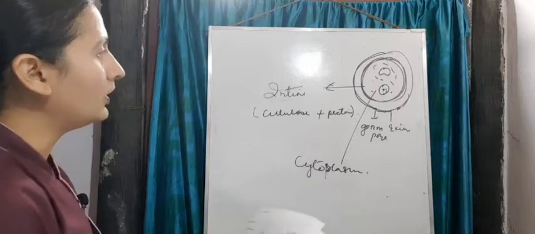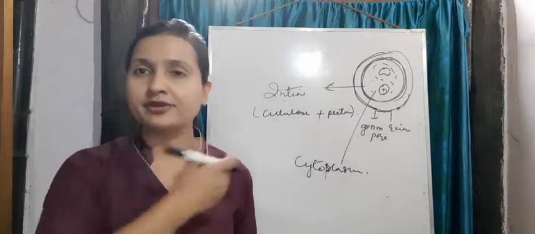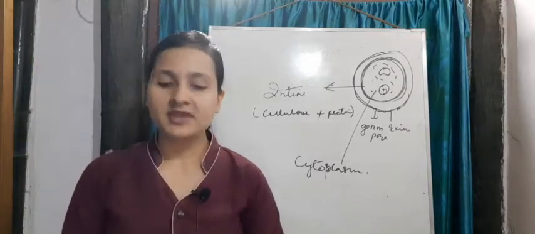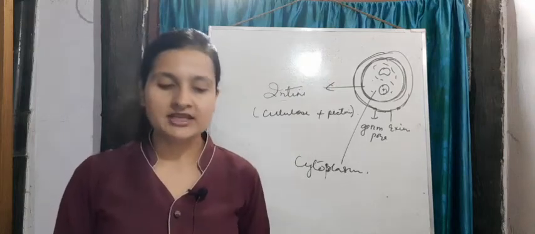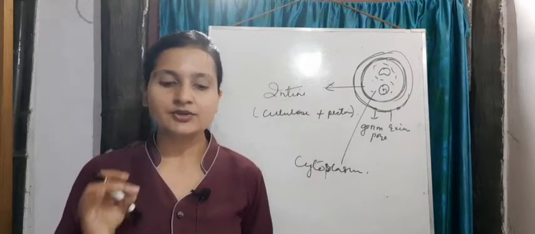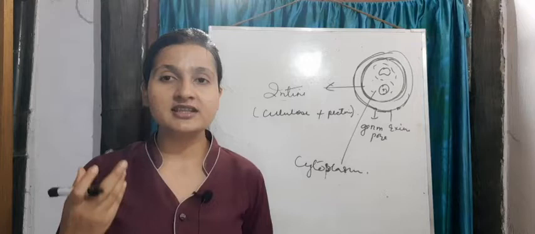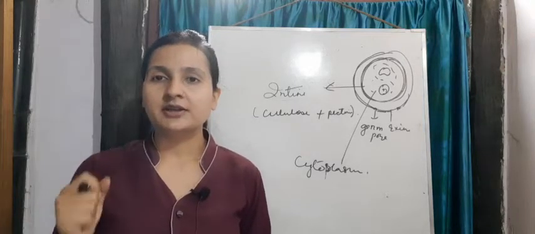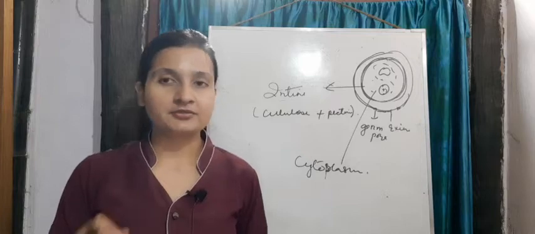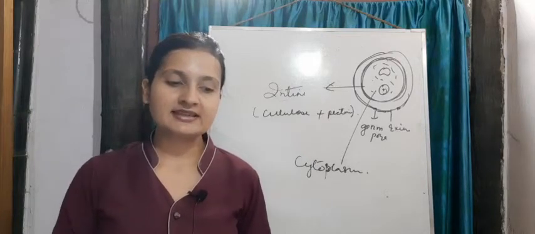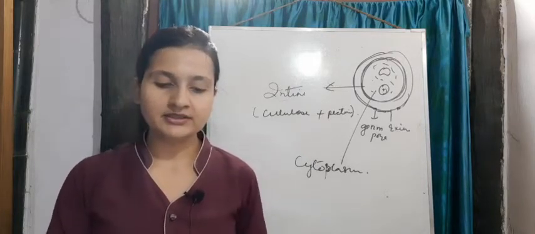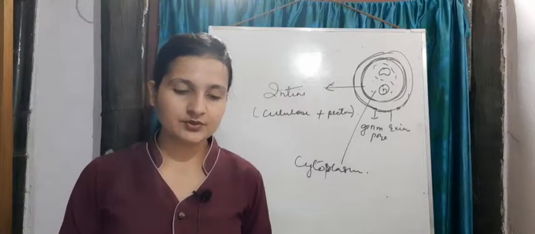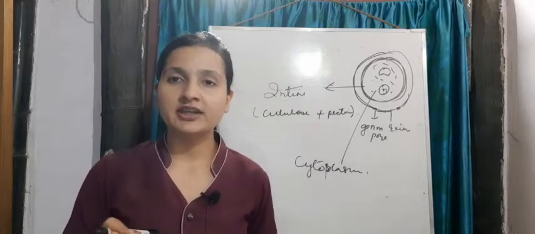What is pollen grain? If I have to define it, I would say it is a male gametophyte, which contains male gametes. Remember this: if the question comes, name the male gametophyte in flowers, in angiosperms or in plants, you should answer it as pollen grain. I hope this is clear, that pollen grain is a male gametophyte.